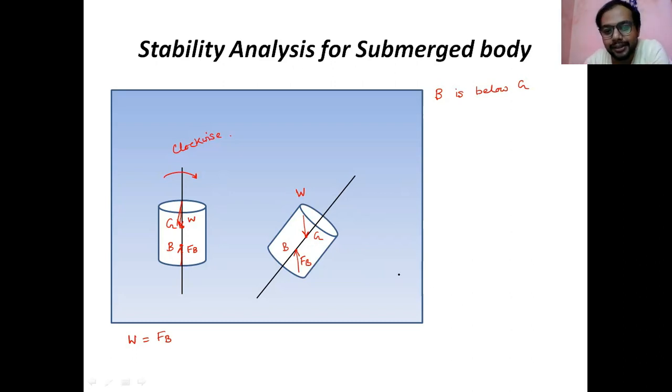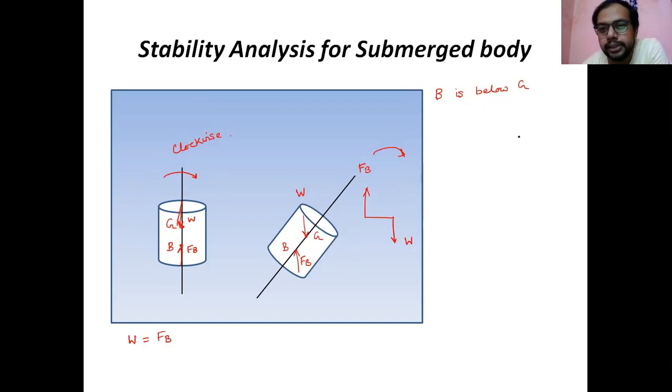So what will happen here? The forces will be like this. On this side FB is acting, on this side W is acting. So this gives one further clockwise moment. We already gave one clockwise moment, and this arrangement gives another clockwise moment. So it will create instability. So this is the unstable equilibrium.